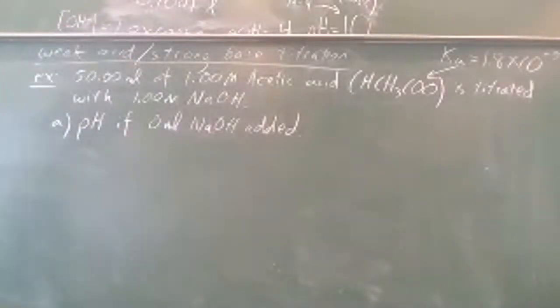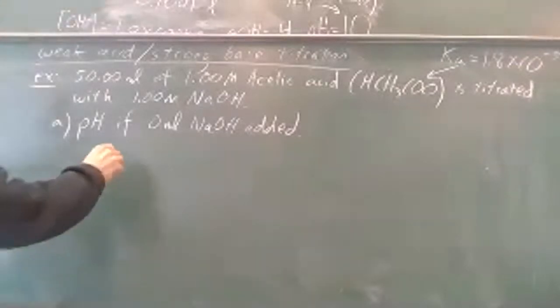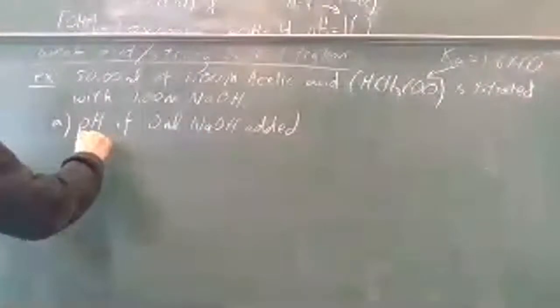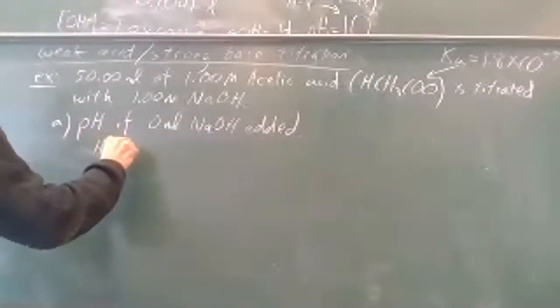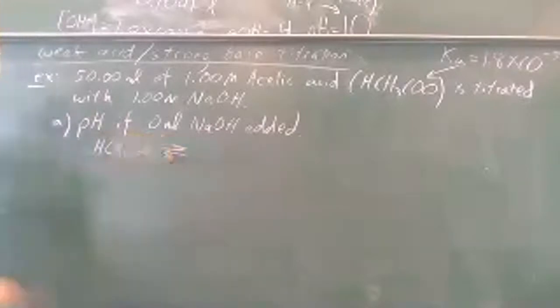It sounds sort of silly, but find the pH first if 0 milliliters of NaOH are added. Well, then we're going to do it like a Ka problem. Let's take our chemical and write a reaction. Remember, anytime you have a weak acid or a weak base, start with the chemical and have it breaking up.